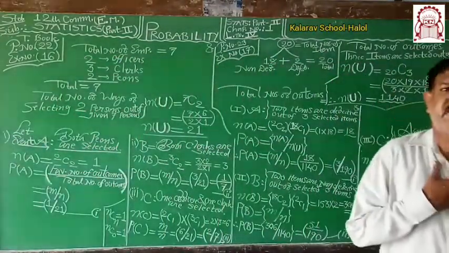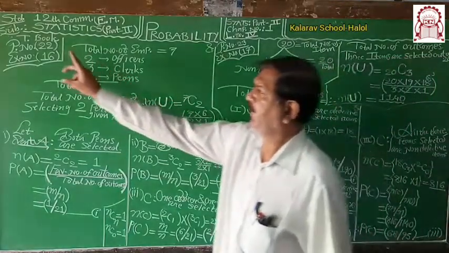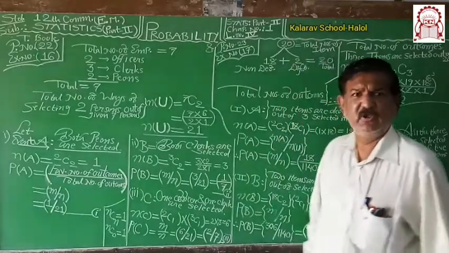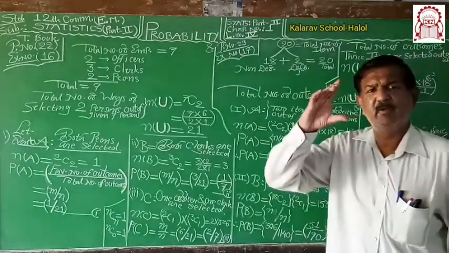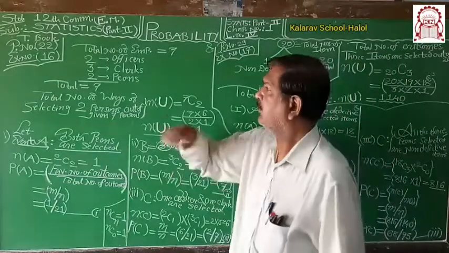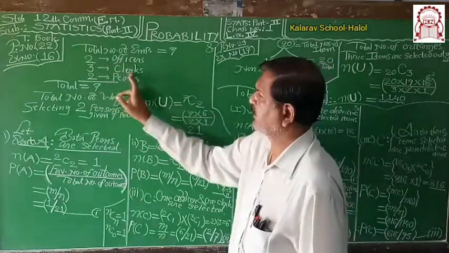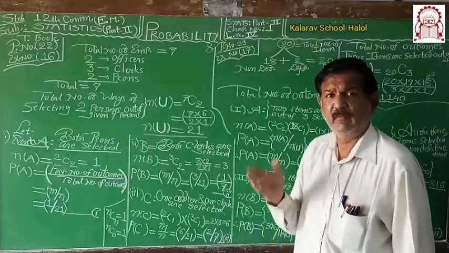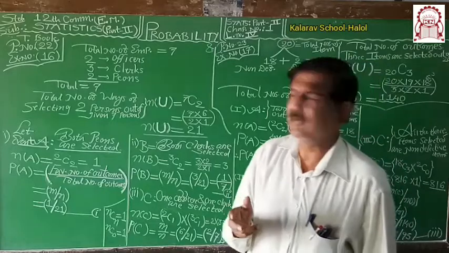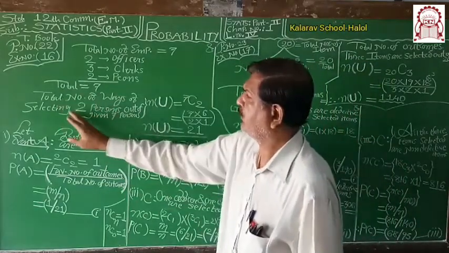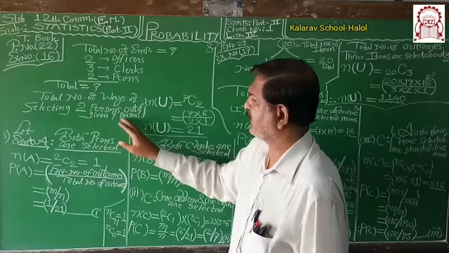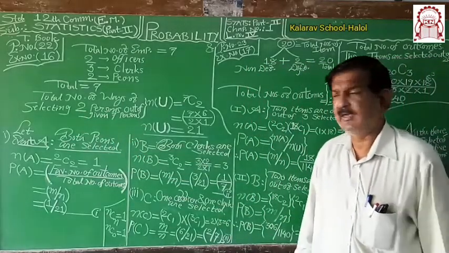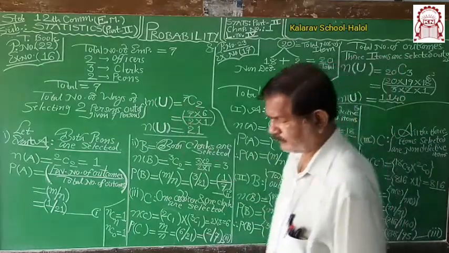In our textbook, Statistics Part 2, on page number 22, illustration example number 16, we are given the total number of employees in a firm: 2 officers, 3 clerks and 2 peons, meaning 7 employees in the office, from which we have to form a committee of 2 members. The total number of ways of selecting 2 persons out of the given 7 persons, meaning the number of ways we form the committee, is 7C2.